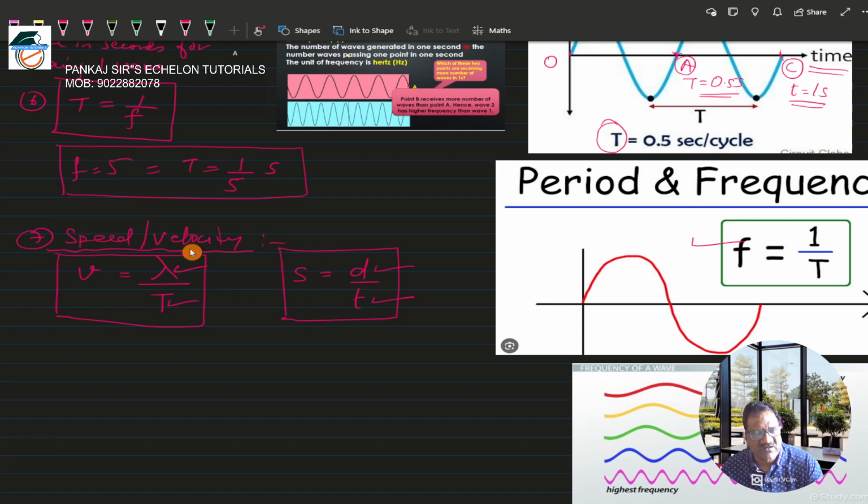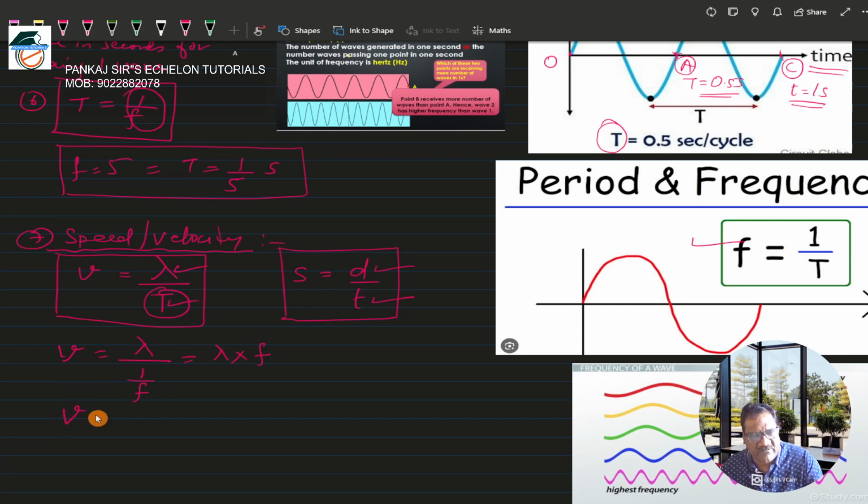So the velocity of the wave can be found with the help of this formula, v equal to lambda upon T. If you arrange this, you can get another formula also. v is equal to lambda times, now T can be replaced by 1 by f. So instead of T I can write 1 by f, and I can bring the f on the top, so it will be lambda into f.